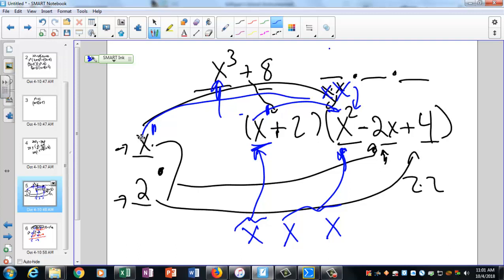I said that 2 times 2 times 2 gives me 8. I put one of the 2's here. So what does that leave? 2 of them to go there. And that's why you square that middle number.